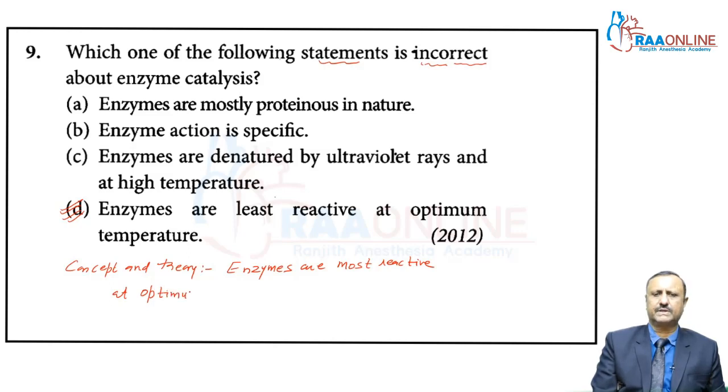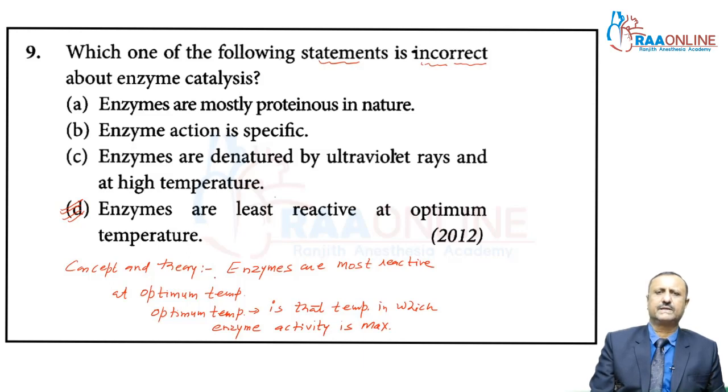And what is the optimum temperature, my dear students? Different enzymes act differently in different reactions. So optimum temperature is that temperature at which enzyme activity is maximum. That temperature at which enzyme activity is maximum is called the optimum temperature.